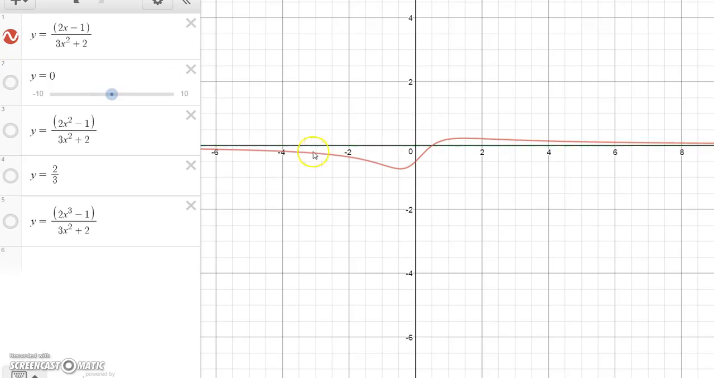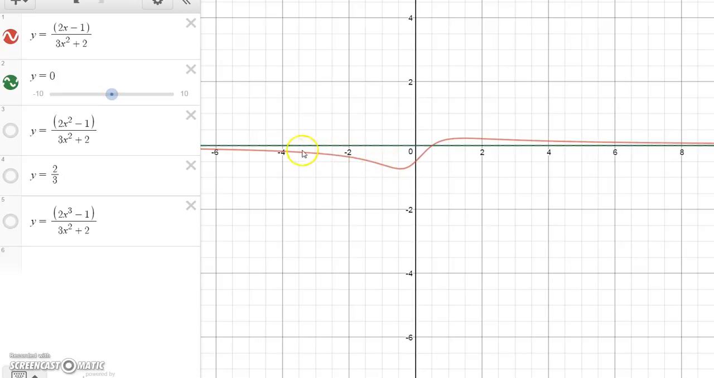Okay, so this is the graph of the first one that I just showed you, (2x minus 1) over (3x squared plus 2). And remember, we said that its horizontal asymptote was y equals 0, which is the x-axis. And let me show you that. You can see that as x gets larger and larger, the graph gets closer and closer to the x-axis, or the line y equals 0.